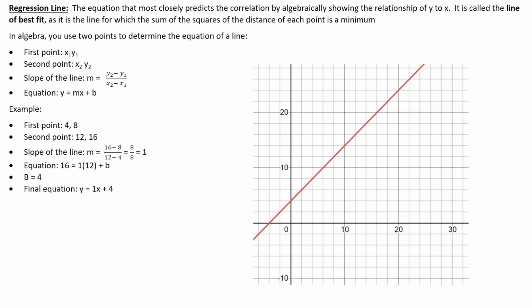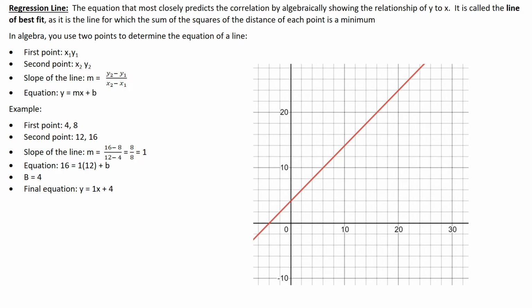If you remember from algebra, all we need is 2 points to determine an algebraic equation. What we have to do is find the slope of the line. We find our 2 points, x1 and y1, and a second point, x2 and y2. We find the slope of the line by subtracting y2 minus y1 over x2 minus x1. And then we have our equation: y equals mx, m being the slope we've determined, plus b, which is the y-intercept.